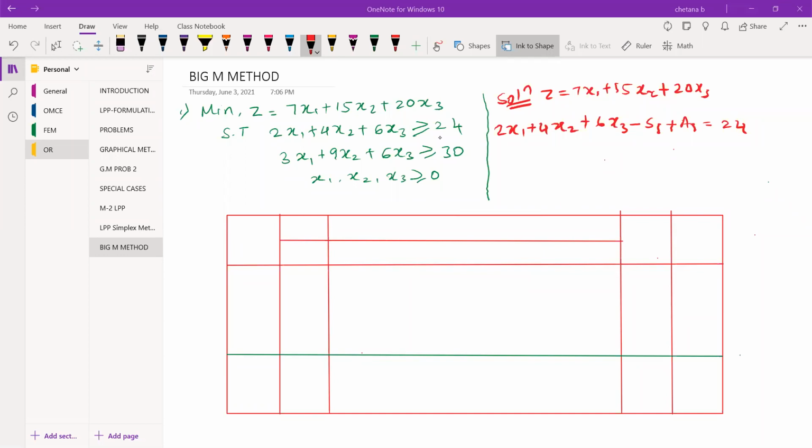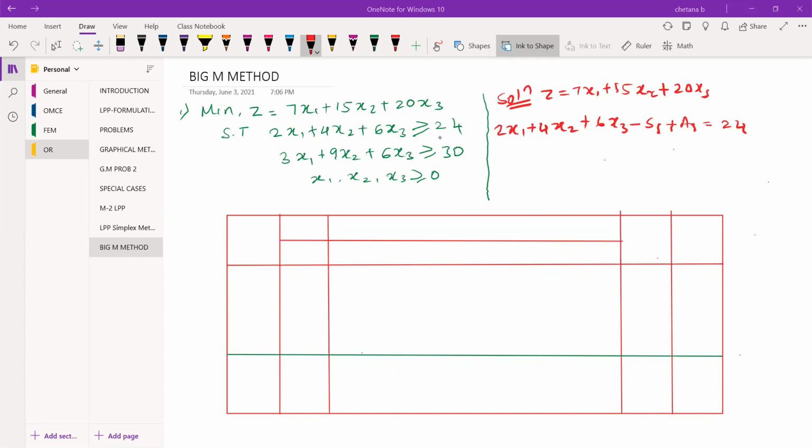Ma'am, whenever we have the greater than or equal to symbol, then we have to subtract the surplus variable, correct? In that situation, we get an artificial variable, right? That is the same case as the previous method also.